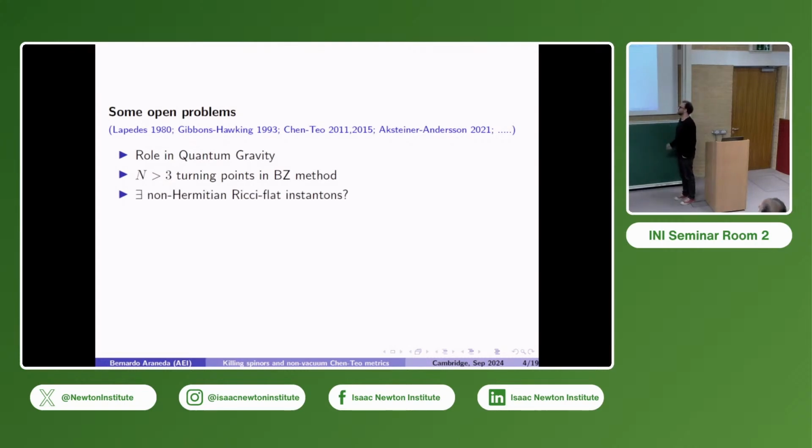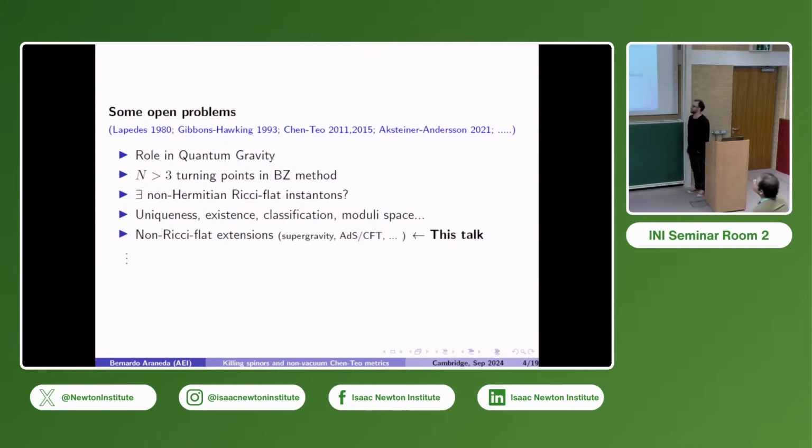And then Aksteiner and Andersson formulated the question of whether there are non-Hermitian Ricci-flat instantons. Since they proved that Chen-Teo is Hermitian, it follows that all known examples are Hermitian. So this is an interesting question, and if they are, where is the complex structure coming from? This, of course, is related to a number of problems or questions in Riemannian geometry, such as uniqueness, existence, classification, the understanding of moduli space, and so on. And then finally, for this talk, all that I said so far concerns the Ricci-flat case.